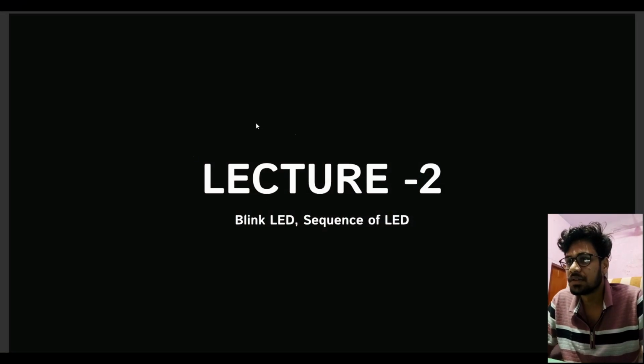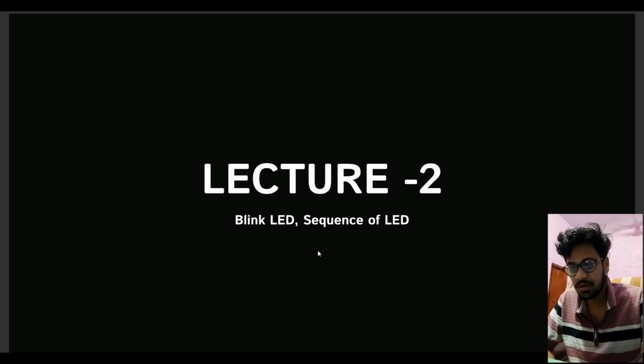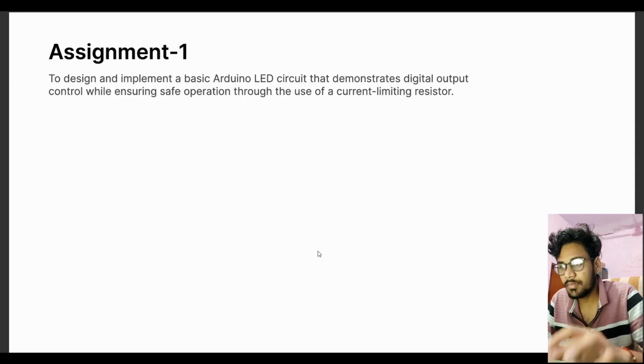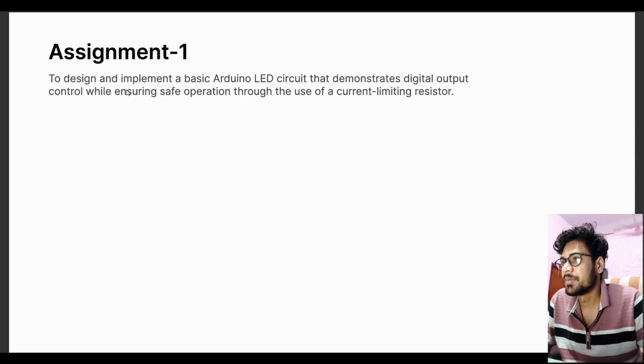Okay, so this is lecture 2. In this lecture we have two assignments. First is blink LED and second is sequential LED. So let's see. This is assignment 1. What is the assignment? To design and implement a basic Arduino LED circuit that demonstrates digital output control while ensuring safe operation through the use of a current limiting resistor.